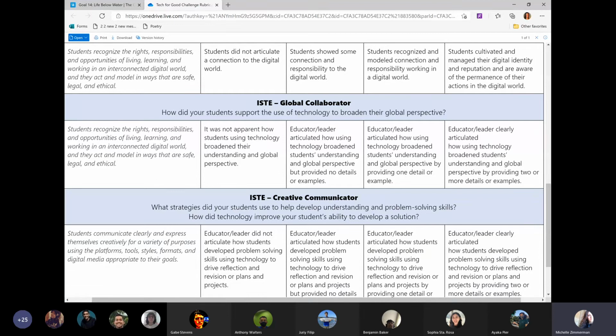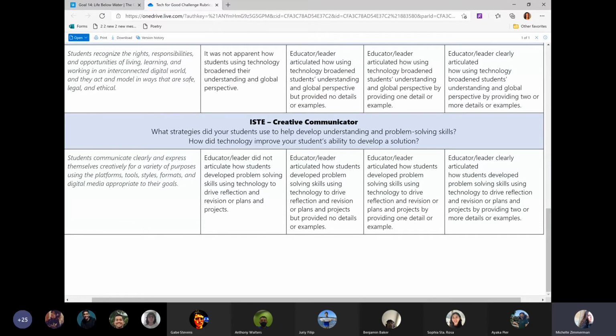And then the last one, the creative communicator. Communicate clearly, to express themselves creatively for a variety of purposes using platforms, tools, styles, formats, digital media appropriate for their goals. So I wanted Emmanuel to give the example because he showed that he was using Blender, Unity. He also looked at some Paint 3D concepts for different objects. He's used Microsoft Teams to be able to show that he communicated with other people. These kinds of calls are using tools in that format. Being able to use web searches and research.